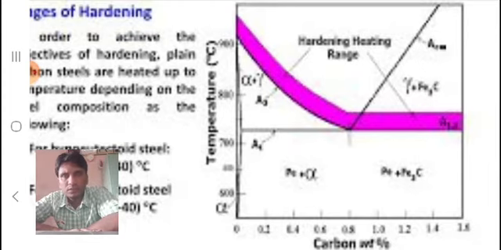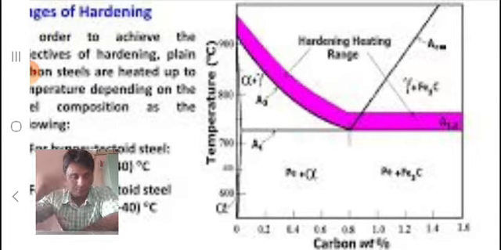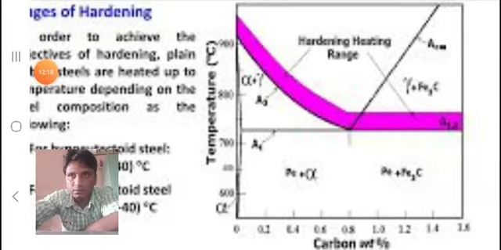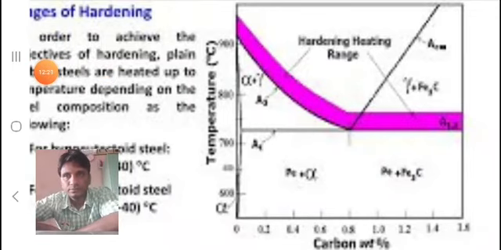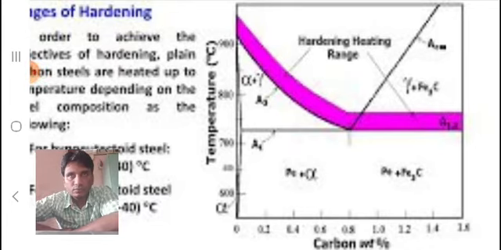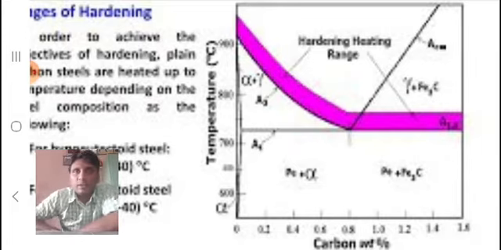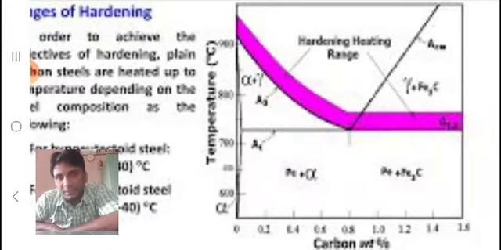So tempering is mainly done to reduce the brittleness, to improve the ductility, and to improve strength. So therefore, the martensitic structures during the tempering may convert into bainite.